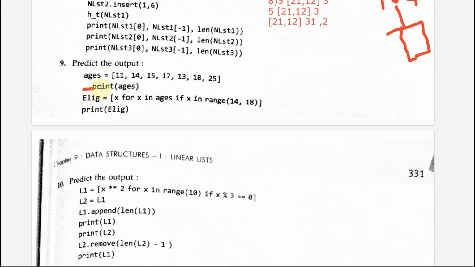There must not be any indentation here. If at all the indentation is there, it is surely going to throw an error. So print ages. This ages will be printed on the screen, and ELIG is another list they are creating. X for X in ages.